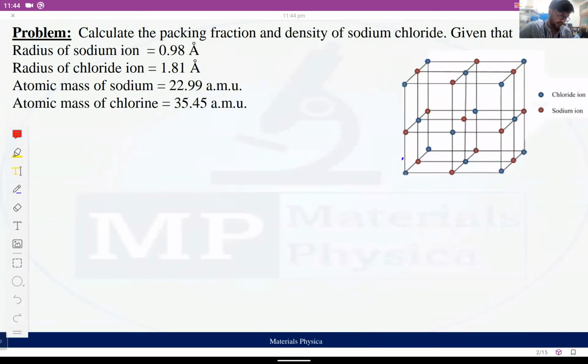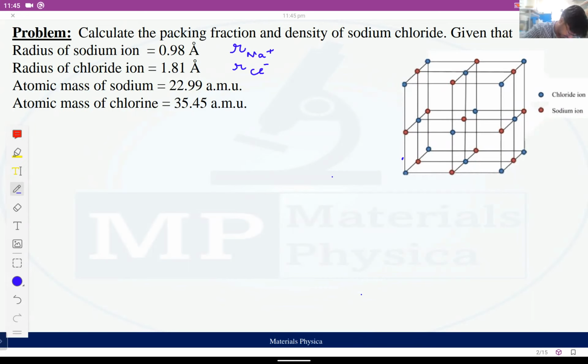Calculate the packing fraction and the density of sodium chloride, given that the radius of sodium ion is 0.98 angstrom, and the radius of chloride ion, which we will denote R_Cl negative, is 1.81 angstrom. The atomic mass of sodium is 22.99 atomic mass unit, and the atomic mass of chlorine is 35.45 atomic mass unit. Now, let us calculate the packing fraction and the density of sodium chloride.